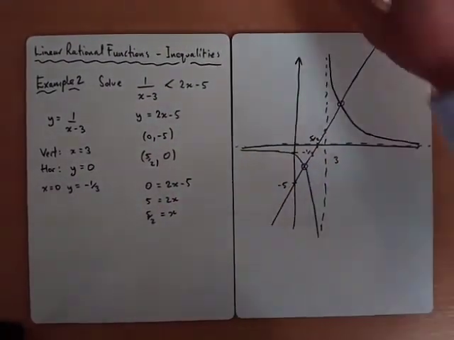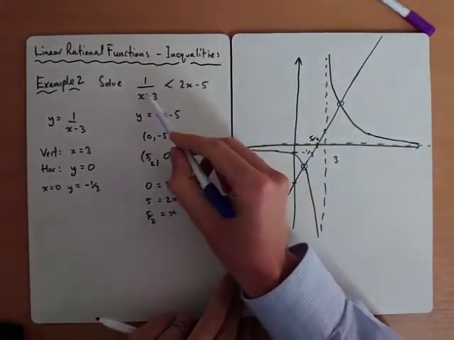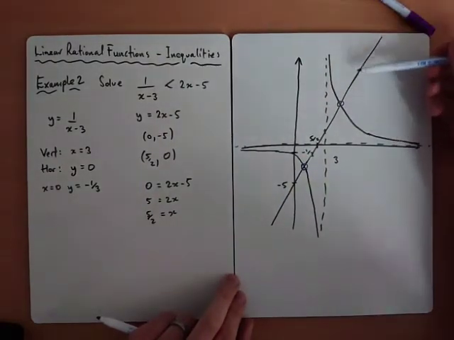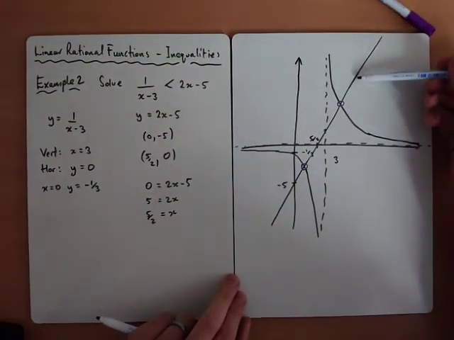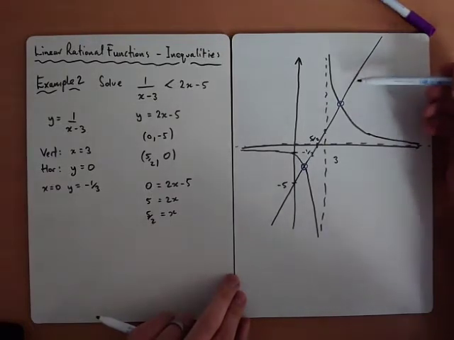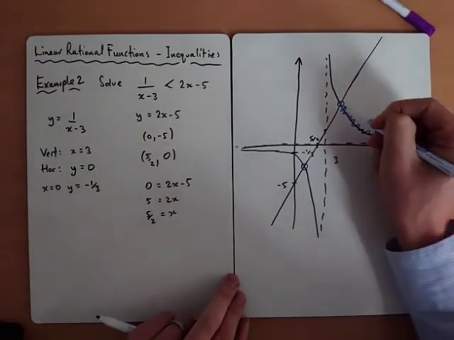You could, even before you get your intersection points, start to look at the inequality. So this is saying, when is our curve less than the line? And remember, you're looking at the y values. So here, the line is above the curve. So the curve is less than the line. So this is going to be part of our solution.